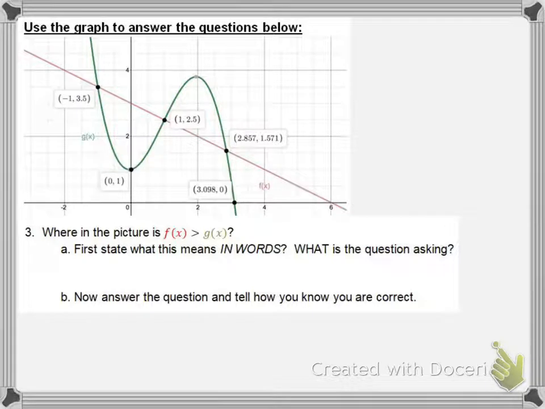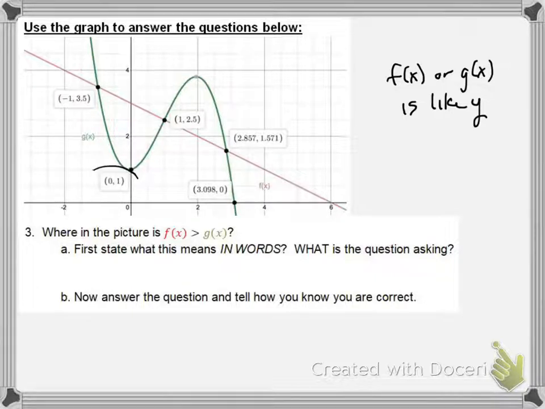The next one says, where in the picture is f of x greater than g of x? What do they mean, f of x greater than g of x? Remember that f of x or g of x is like y. And when you're looking at a point, for instance, if you look at this point, 0, 1, it's telling you sideways 0, up 1.